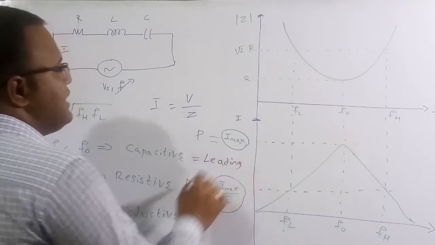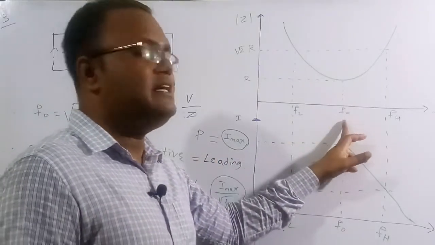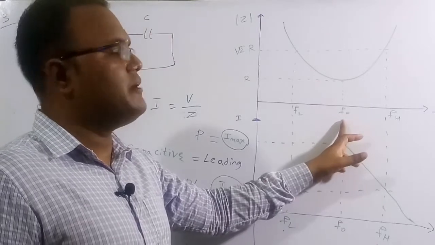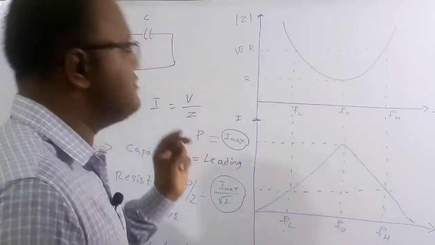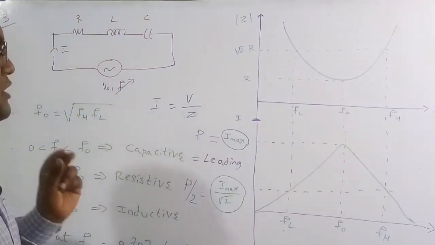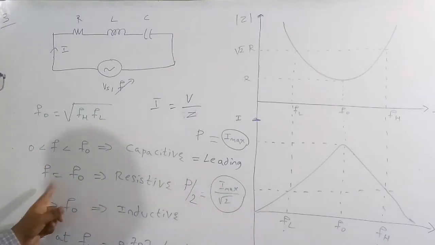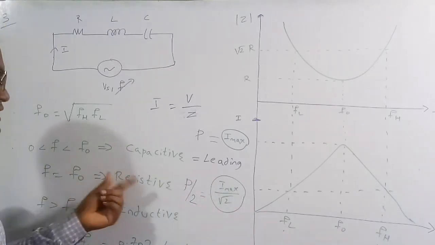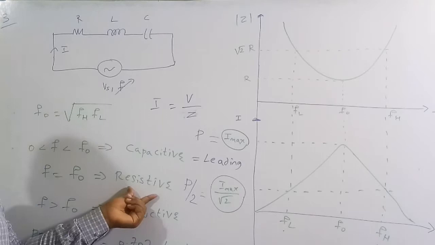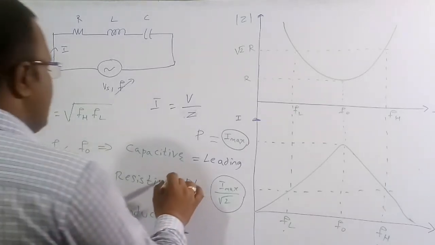And similarly, at F0 the inductive reactance is equal to the capacitive reactance. Therefore the circuit will be purely resistive. So we can say that at F equal to F0, the resonant frequency, the circuit will be purely resistive, meaning it is a unity power factor circuit.